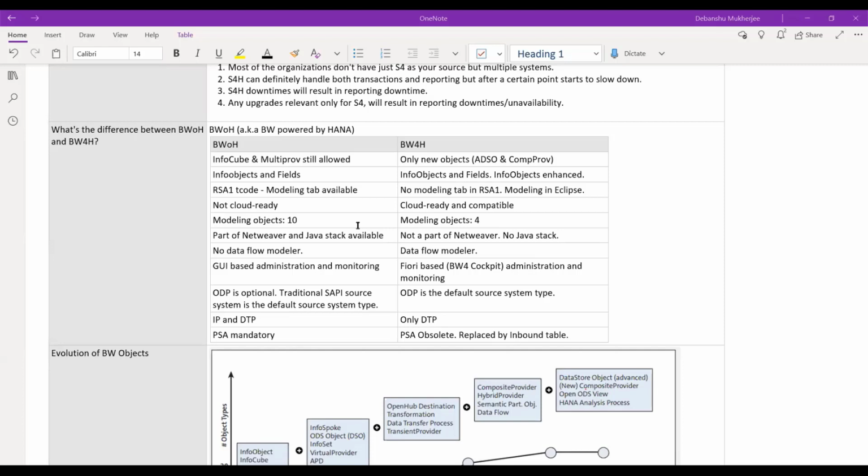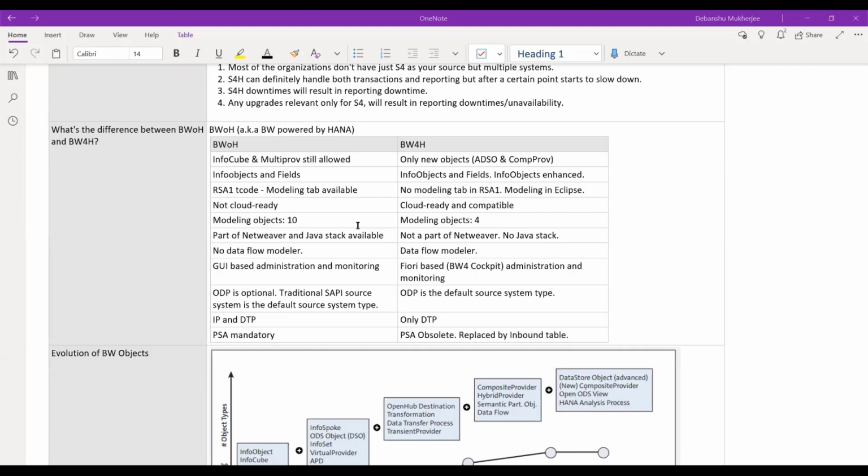There is something called data flow modeler, which is very, very important when you are building the entire flow, starting from your data source to your advanced DSO to your composite provider. There's a modeler, data flow modeler, which helps you and saves a lot of time when you're doing modeling. But there is no such data flow modeler in BW on HANA.